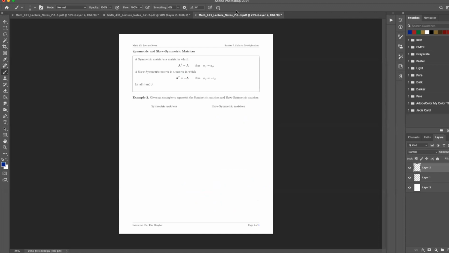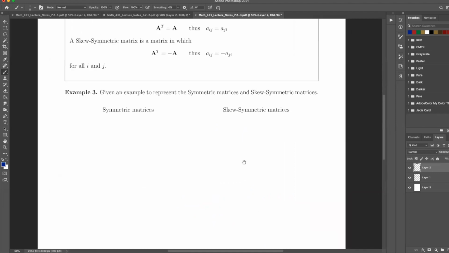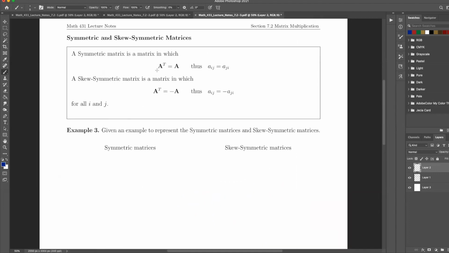All right, so let's talk about symmetric and skew symmetric matrices. A symmetric matrix is one where, if a matrix is its own transpose, then we say it's symmetric. If I take the transpose and it's just the negative of it, we say that's skew symmetric. And so these are just some names we use for stuff.